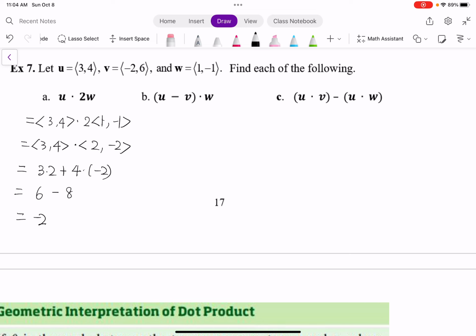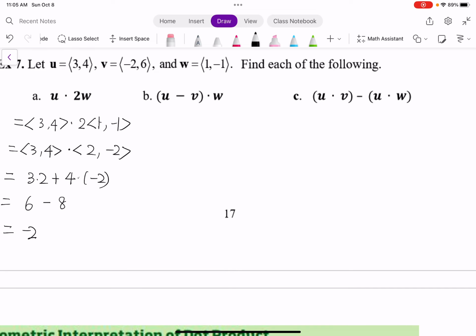How about the next one? So parentheses go first, right? So let's do the parentheses. That equals, in the parentheses, I have (3, 4) minus (negative 2, 6).